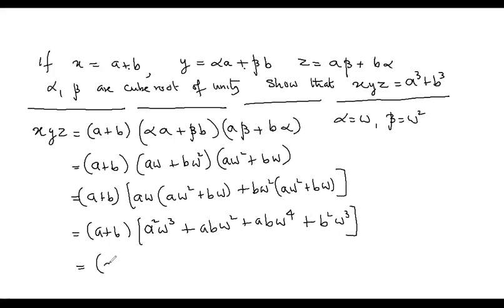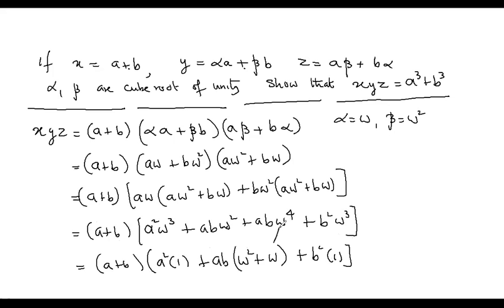This will become a plus b into a square into 1. This will become ab common, omega square plus omega raised to 4. Omega raised to 4 is omega. ab omega square also we can take common. No, don't take square. What is the idea? This is omega square and this is omega. So the sum of this is omega, no?